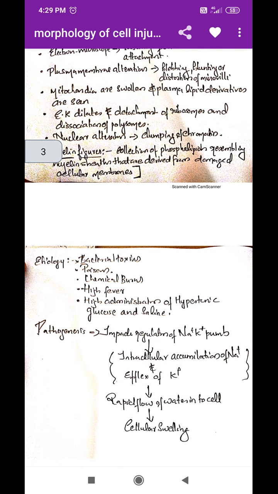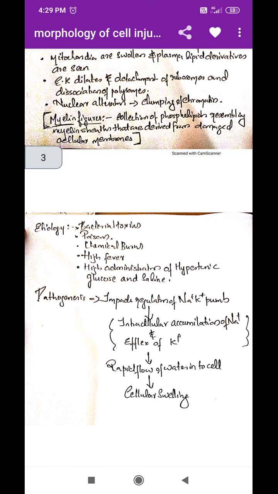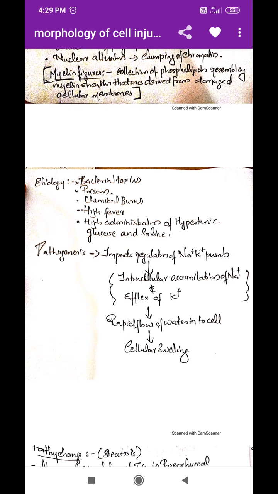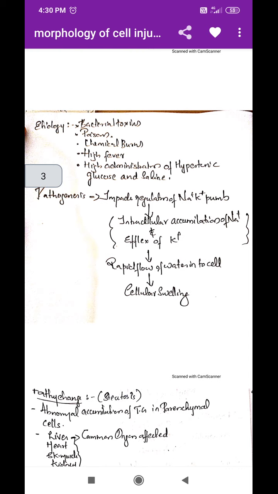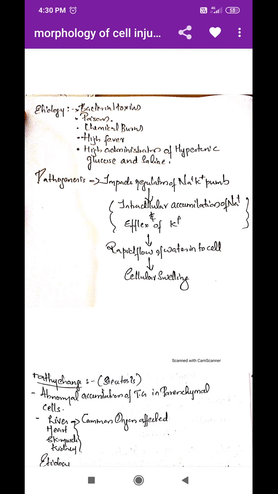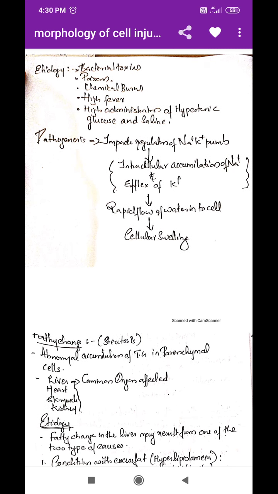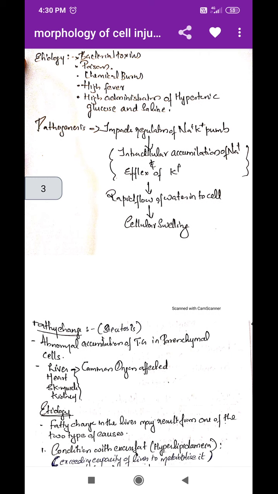Okay, the etiology: the main cause is bacterial toxin. Then poisons, chemical burns, high fever, and high administration of hypertonic glucose and saline are also causes. Pathogenesis includes impaired regulation of the sodium potassium pump, meaning the sodium potassium pump fails. That results in intracellular accumulation of sodium and efflux of potassium. The rapid flow of water into the cell leads to cellular swelling.